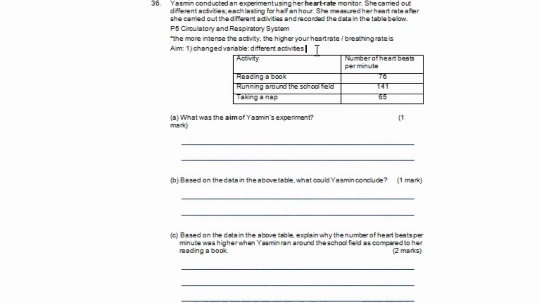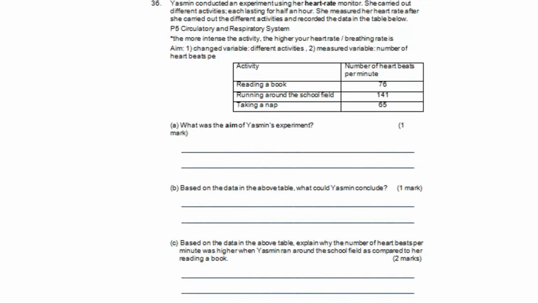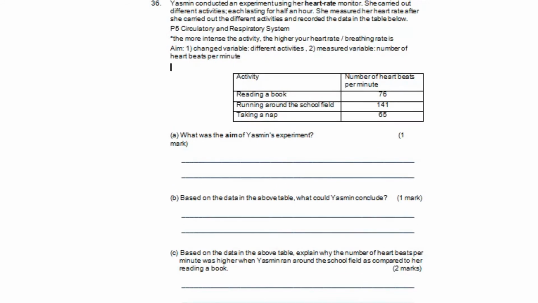And number 2 that I need to know, other than the change variable, is the measured variable. The measured variable is something that I measure or that I record. In this case, what did I record? Number of heartbeats per minute. I'm just copying here. Can you see? Number of heartbeats per minute. So with that, now I can come up with an aim.